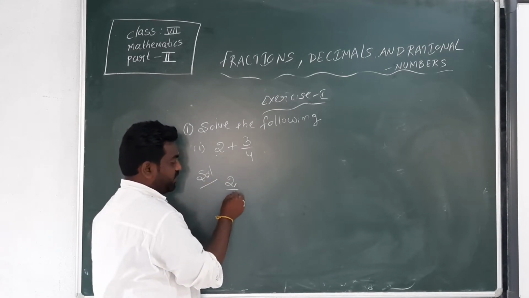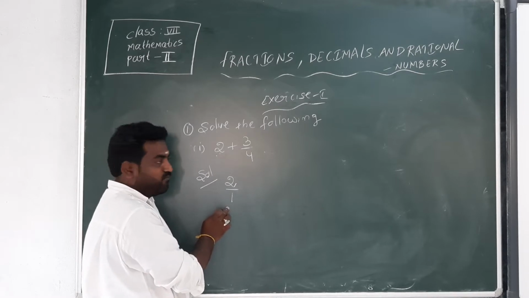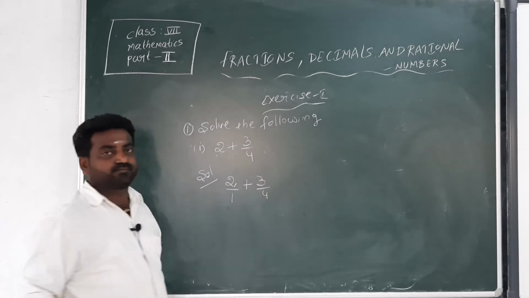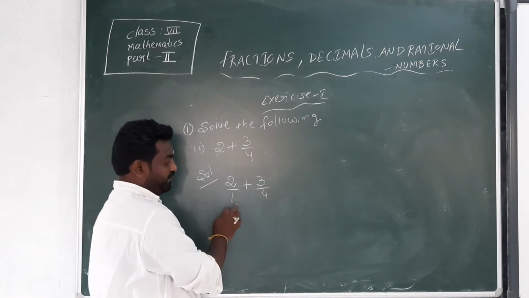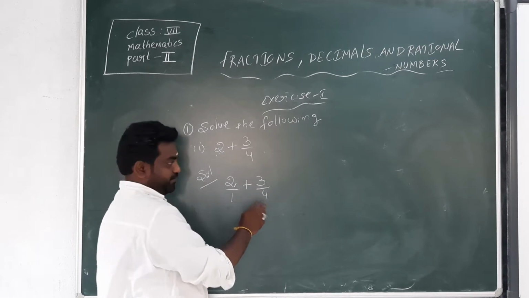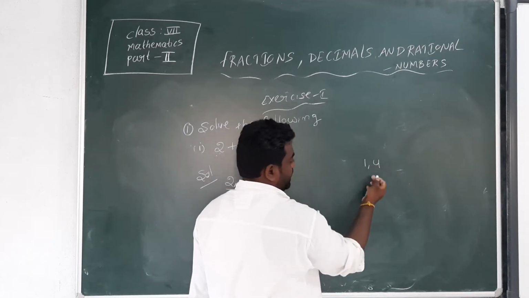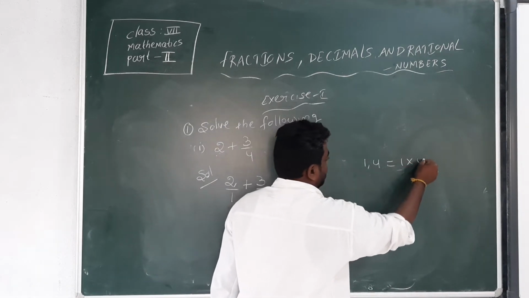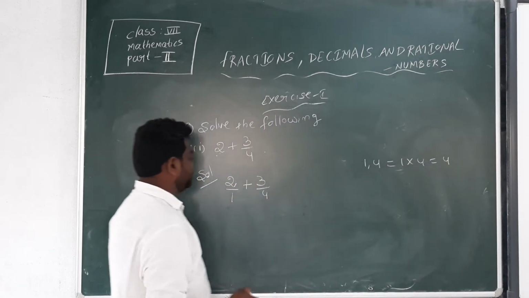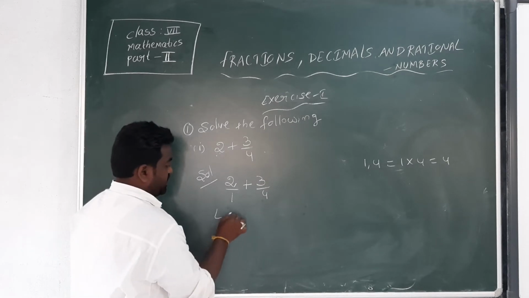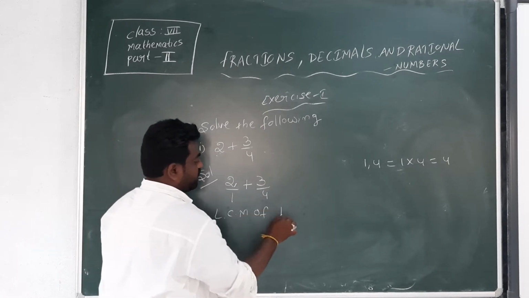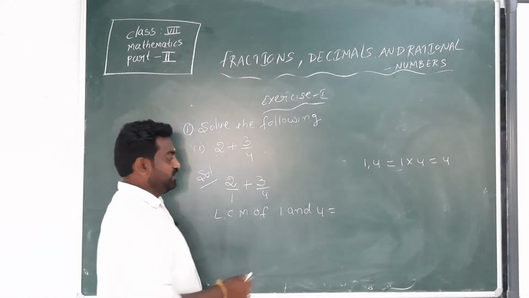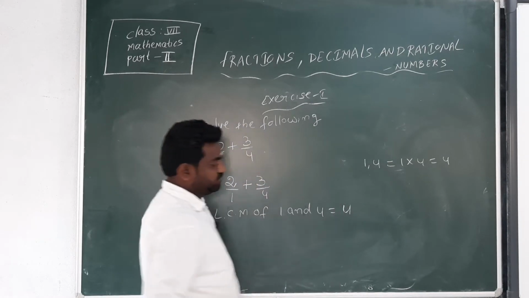2 is written as 2 by 1, plus 3 by 4. Take the LCM of 1 and 4. The LCM of 1 and 4 is 1 into 4, that is equal to 4.